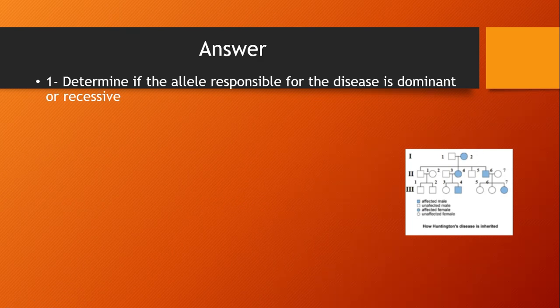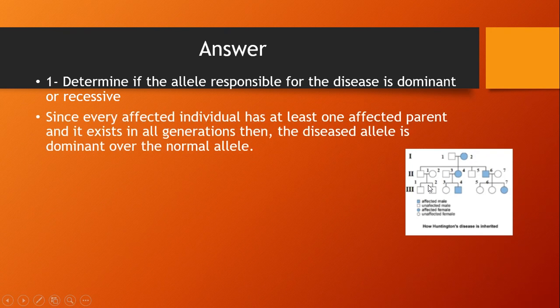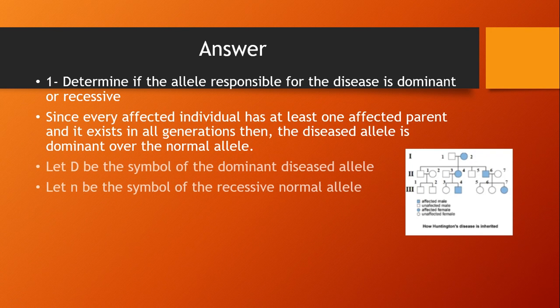As for question number 1, determine if the allele responsible for the disease is dominant or recessive. So as you can notice, this disease is present in every generation, and every affected individual has an affected parent. So these affected individuals have their mother affected, this affected male has his mother affected, and this affected female has her father affected, which proves that this disease is dominant over the normal allele.